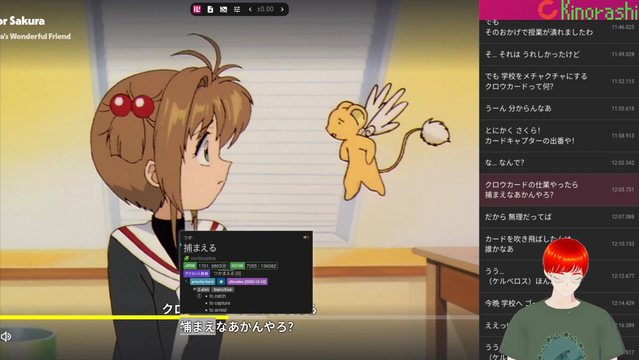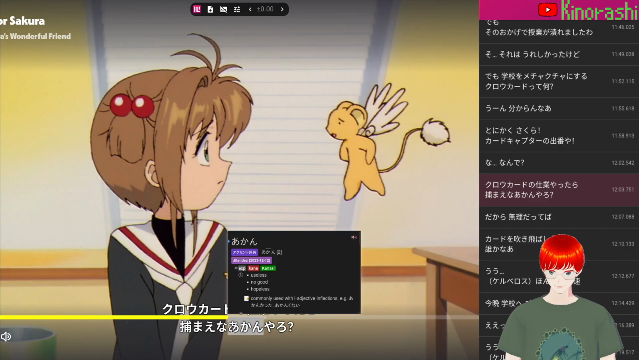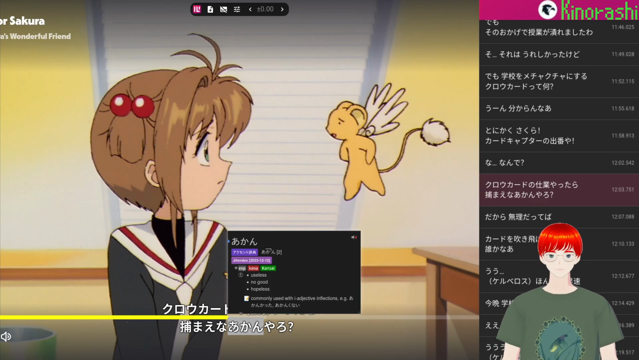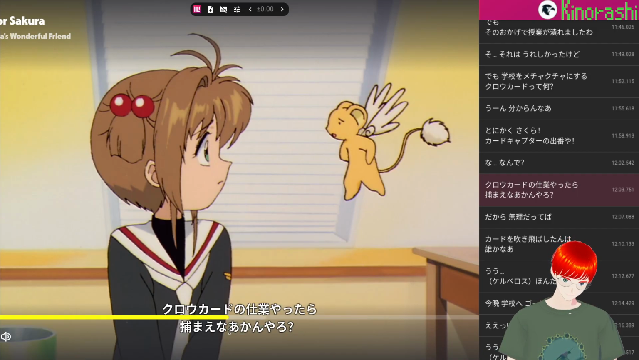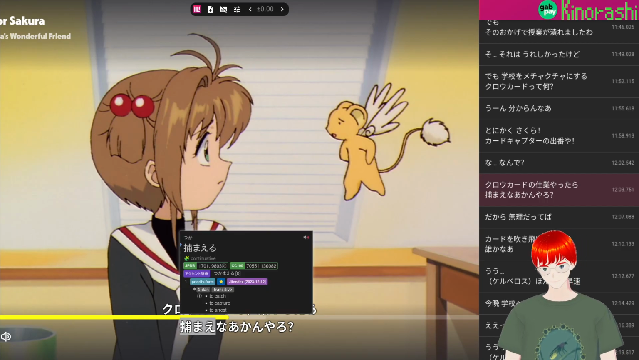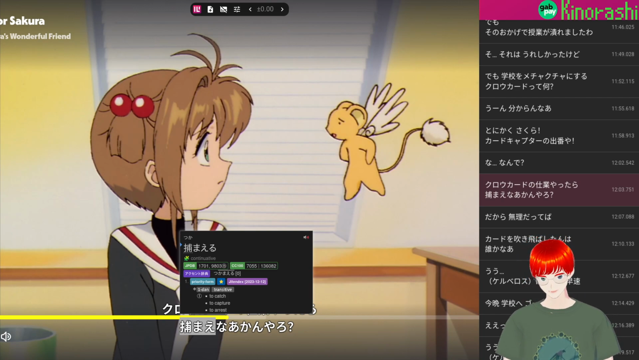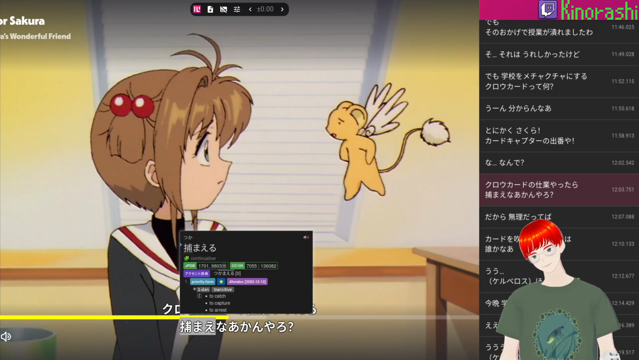Tsukamaeru. Oh, tsukamae. Na akan. Oh, akan is the Kansai dialect for saying dame essentially. So tsukamae would be catching.